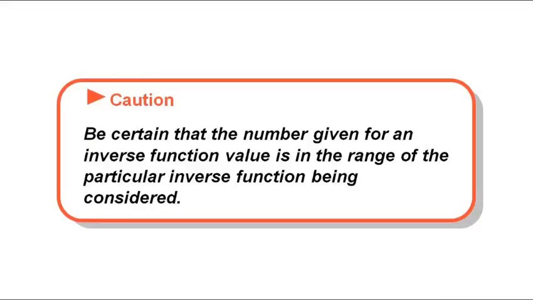Alright, now caution. Be certain that the number given for an inverse function value is in the range of the particular inverse function being considered. So what it's saying here is, if you decide that a certain angle is the answer to your inverse function problem, make sure that that answer is in the range that's allowed for that inverse function. For sine, that allowed range is -90 degrees to +90 degrees.